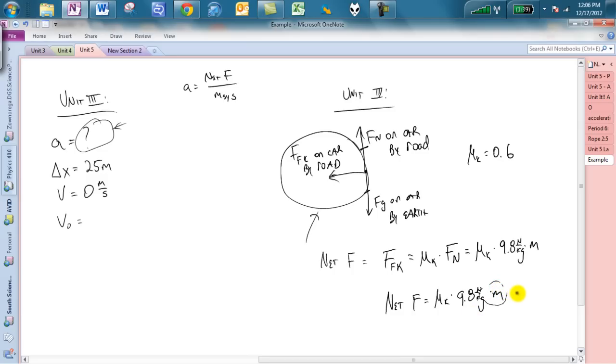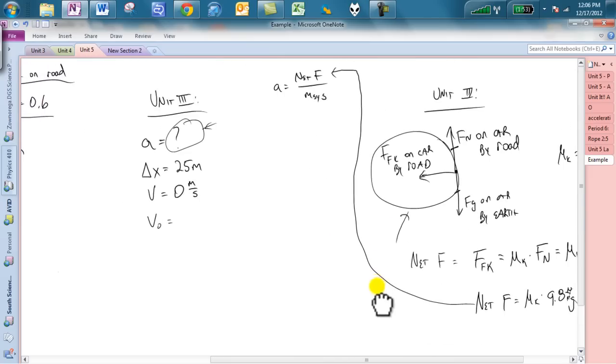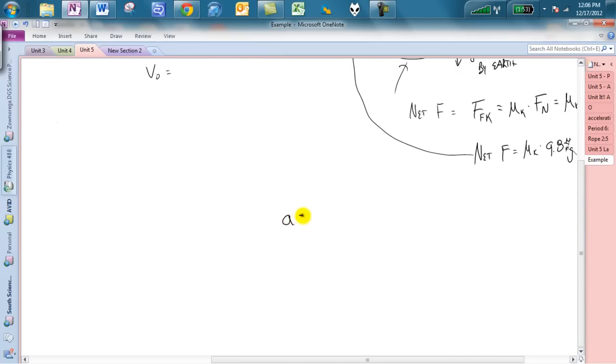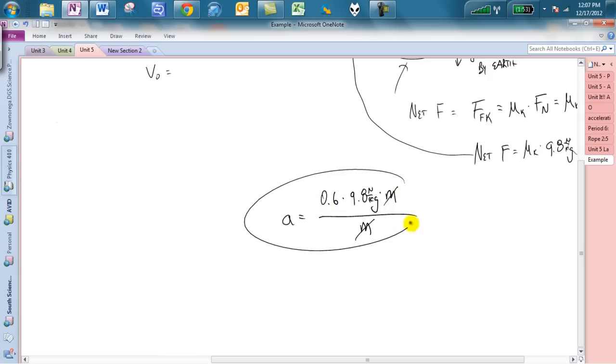Well, I want you to realize something that's really nice and easy about this. If I take this equation and plug it in here, I probably will do a whole bunch of fist pumps, and you'll see why. I have a equal to 0.6, which is my coefficient and does not have any units, times 9.8 newtons per kilogram, times mass. And on the bottom of this equation I have mass. You realize that I can cancel out the masses, and my acceleration is just 0.6 times 9.8. So right away, I can solve for the acceleration.